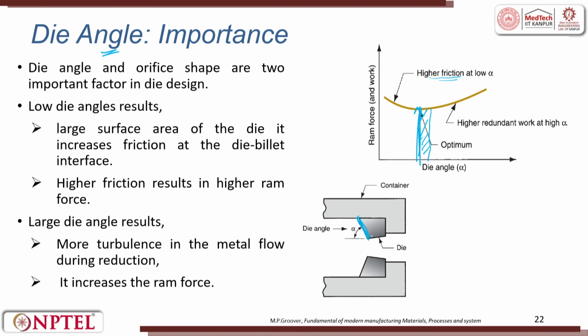So, basically what we are trying to say is you can have a block like this, you can have a block like this. We are talking about the angle, right. This is nothing but the die. When the surface area is large, it increases friction at the die-billet interface. When it is a low die angle and when it is a large die angle, more turbulence in the metal flow also increases the ram flow.